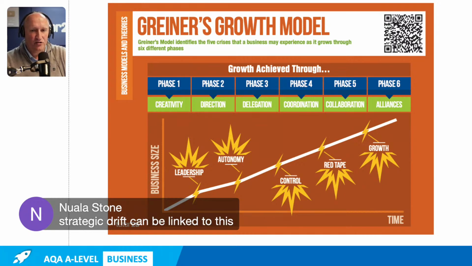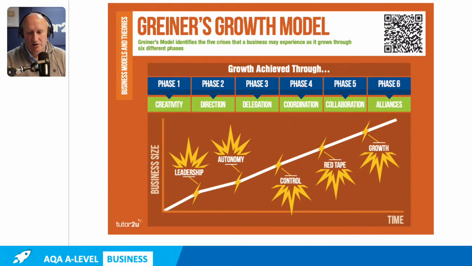Hopefully that's useful. Greiner's model. Do we need to do anything else on Greiner's model of growth? Is that enough on that one? What do you think? Now's your chance, if you want to quickly ask another question on Greiner.